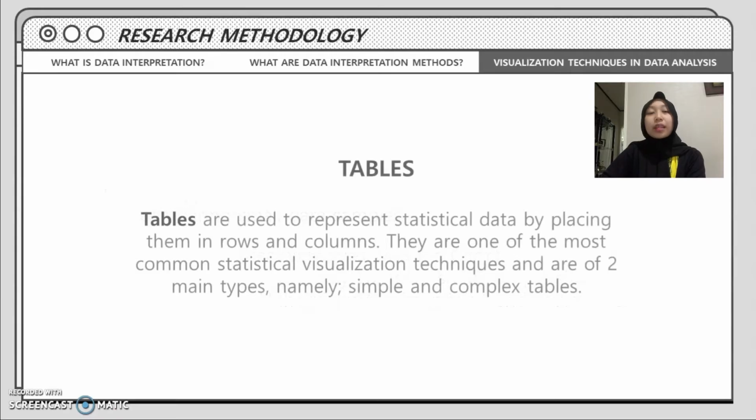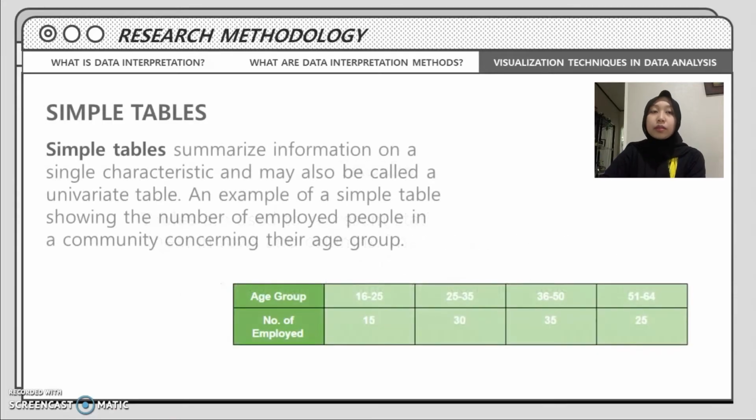Next, tables. Tables are used to represent statistical data by placing them in rows and columns. They are one of the most common statistical visualization techniques and are of two main types, namely simple and complex tables. Simple tables summarize information on a single characteristic and may also be called a univariate table. An example of a simple table shows the number of employed people in a community with respect to their age group.